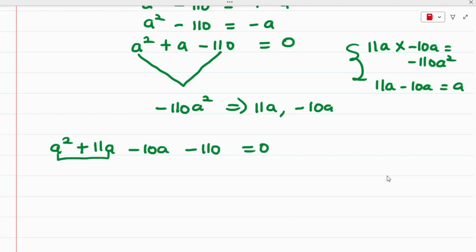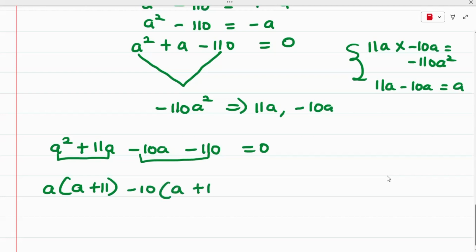From this up to this point, we have a common. If you factor that out, we have a plus 11 left. From this up to this point, we have minus 10 common, and if you factor that out, we have a plus 11 left, and this is equal to 0. So we have a minus 10 multiplied by a plus 11, and this is equal to 0.